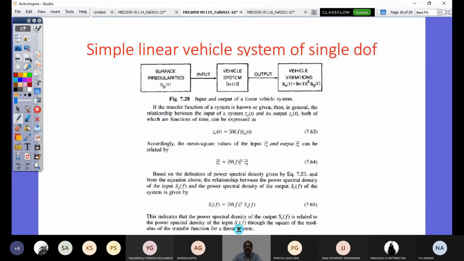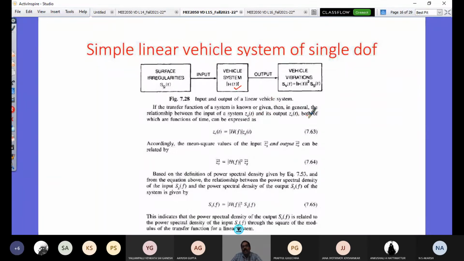If the transfer function of the system, that is SG of F, is known, in general, the relationship between the input of the system, which is ZG of T, is given here as a function of T. You can also have it as a function of frequency. But having them as a function of frequency has its advantages. When you represent them in frequency, it's just multiplication. If it is in the time domain, then it involves a convolution integral and so on.